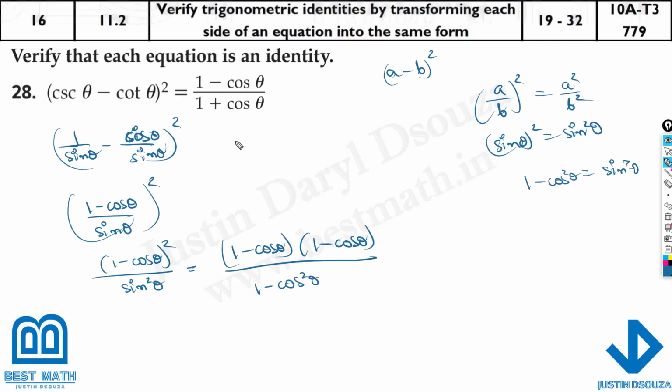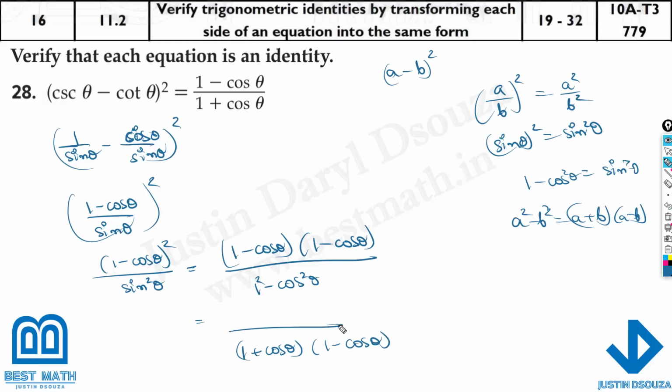Now look over here, there is a square, there is no square. How can I split this? Look, a squared minus b squared is a plus b times a minus b. So I'm going to use the same identity. This 1 can be written as 1 squared. It's the same thing because it's 1 itself, right? Now a squared minus b squared will be a plus b, that is 1 plus cosine theta, and a minus b, 1 minus cosine theta. And up above we have 1 minus cos theta and 1 minus cosine theta.